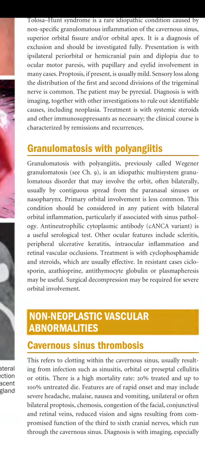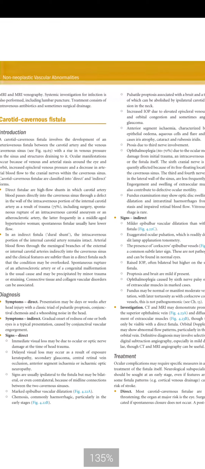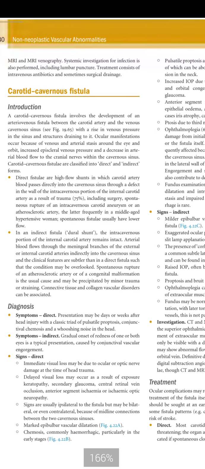Features are rapid onset and may include severe headache, malaise, nausea, vomiting, unilateral or often bilateral proptosis, chemosis, congestion of the facial, conjunctival, and retinal veins. Reduced vision and signs resulting from compromised function of the third to sixth cranial nerves, which run through the cavernous sinus. Diagnosis is with imaging, especially MRI and MRI venography.